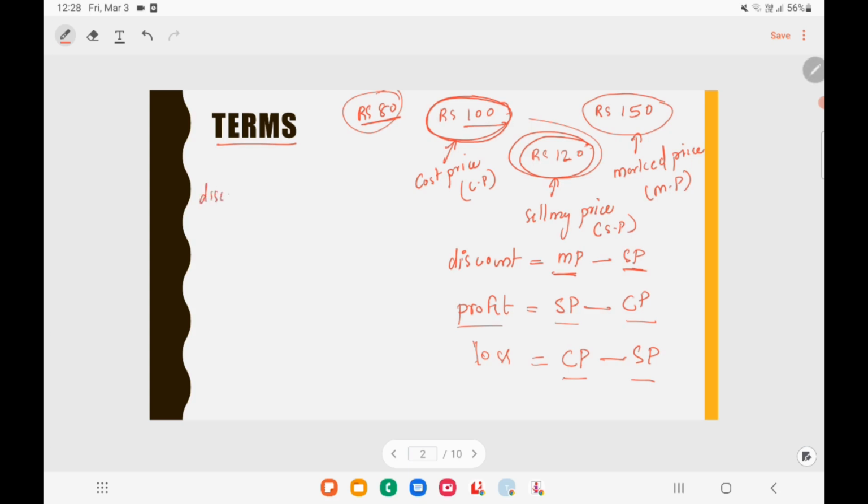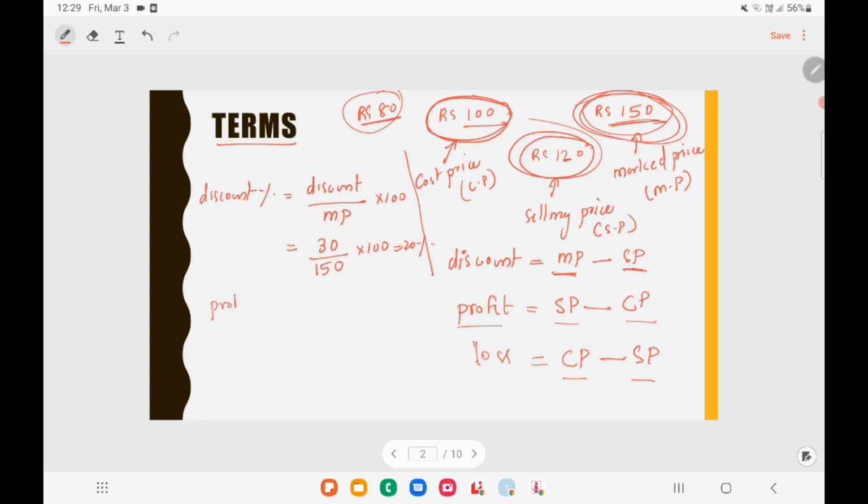So discount percentage is equal to discount divided by marked price into 100, because we are finding out how much the discount is compared to the marked price, because we are giving discounts on the marked price, right? Here we gave rupees 30 as discount on 150, that is the marked price. So in this example, discount percentage is equal to discount 30 divided by marked price 150 into 100. If you solve this, you will get 20%. So in our example, the shopkeeper gave a discount of 20% or 30 rupees to the customer, right?